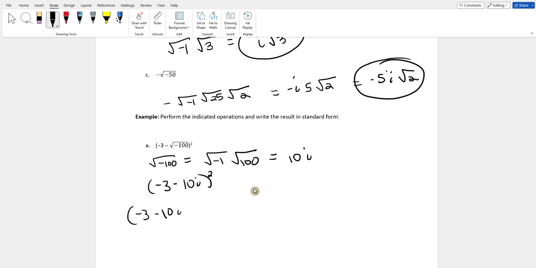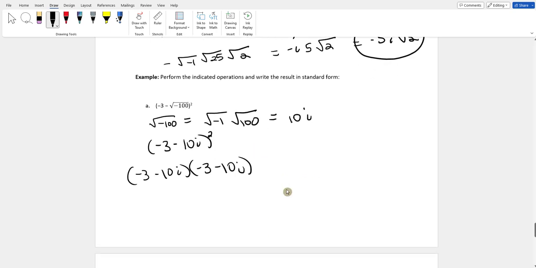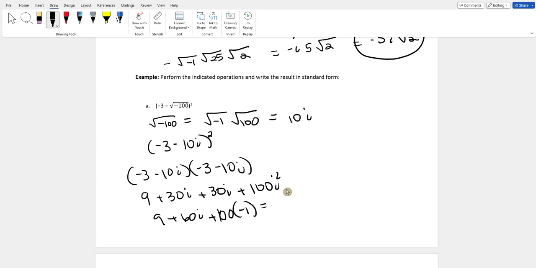And then we can go ahead and FOIL this out. We're going to write this out twice because it says squared. And we can go ahead and multiply this out. Negative 3 times negative 3 gives me 9. Then I have 30i plus 30i plus 100i squared. I know that 30i plus 30i is 60i. And I know that i squared is negative 1. So this gives me 9 plus 60i minus 100. 9 minus 100 will give me a negative 91 plus the 60i.